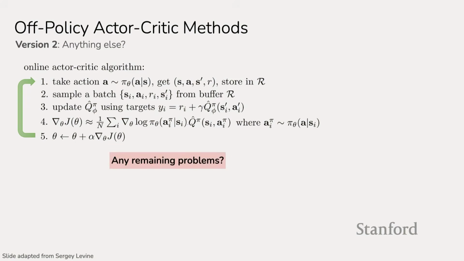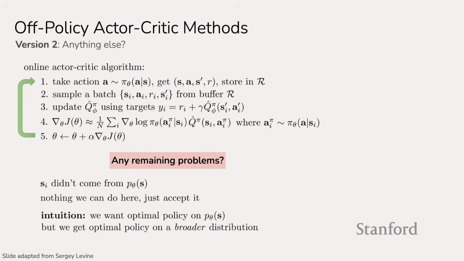So here's our full algorithm. There's sort of one remaining problem, which is that the states in our buffer didn't come from our current policy. There isn't really anything that we can do here, but it's actually not necessarily a bad thing. It means that we're going to be getting a policy on a broader state distribution, rather than just on the state distribution that our policy would visit.